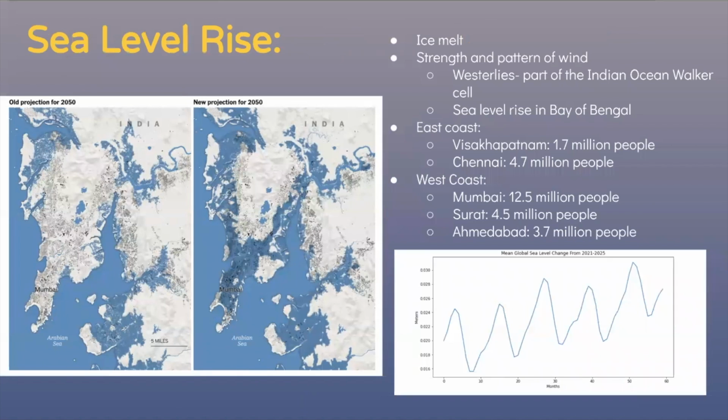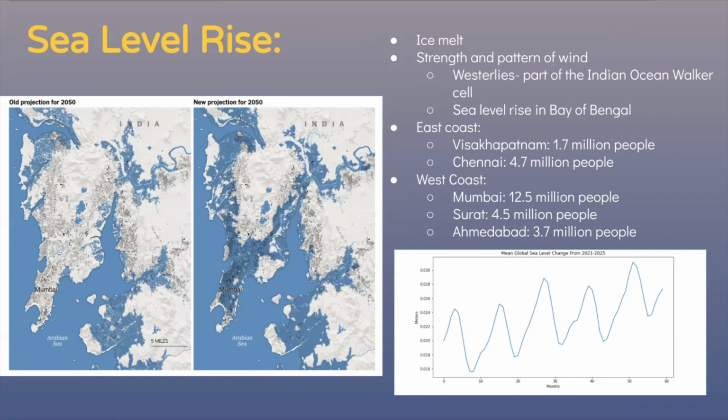Because India sits along the coastline, the country is also at a great risk of sea level rise. The graph projected over the next 5 years shows an upward trend of global sea level change. While ice melt is a large player in sea level rise, near India, climate change also changes the strength and pattern of the wind.